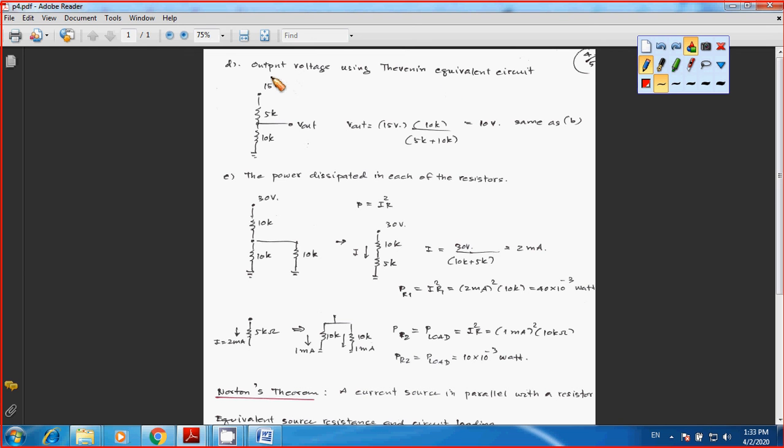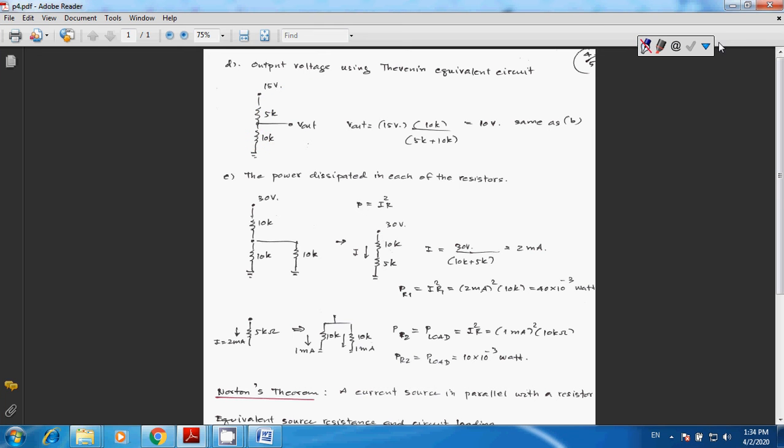Now, as you define the output voltage using our Thevenin equivalent circuit, you have a 10k ohms load connected to the circuit. So simply you apply the voltage divider. V out is going to be equal to 15 volts multiplied by the 10k ohms resistor divided by 5k ohms plus 10k ohms, and you end up with V out to be 10 volts when you have a 10k ohms resistor connected to the circuit. So it's going to be the same as B that we worked out before.